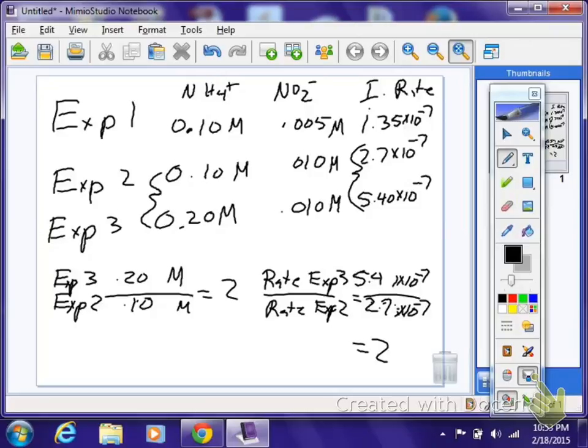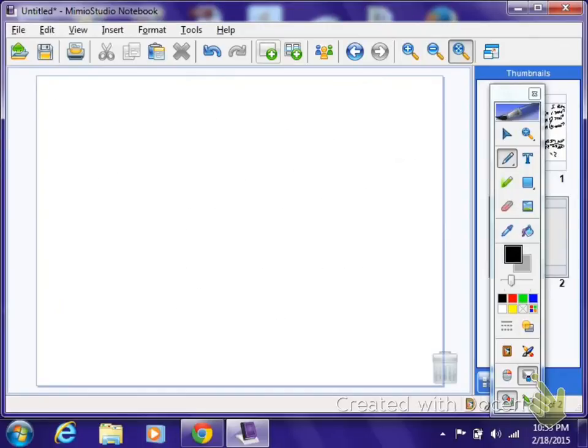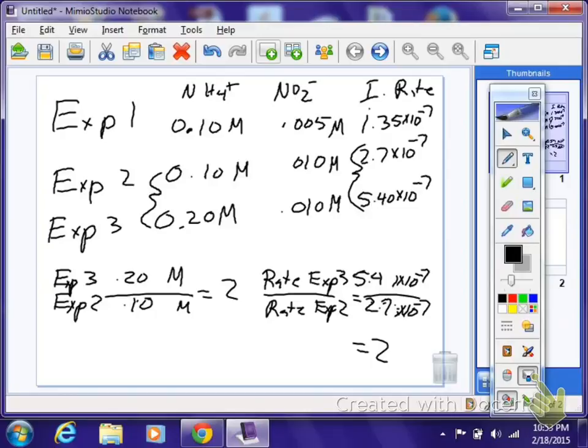So how would we write our rate law? We have the rates on those 3 experiments. They're given to us as values: 1.35 times 10 to the minus 7 molarity per second for experiment 1, 2.7 times 10 to the minus 7 molarity per second for experiment 2, and 5.4 times 10 to the minus 7 molarity per second for the last experiment. That is the rate.